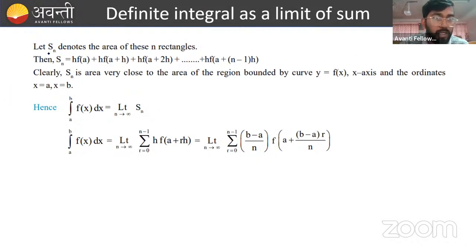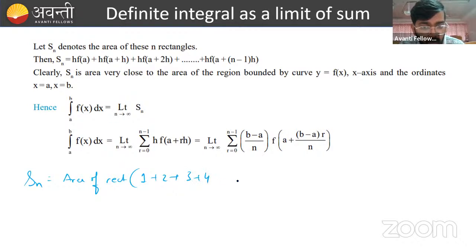Now let S of n denote the area of these n rectangles. So what we have to find first of all is the area. So S of n is the area of rectangle 1 plus 2 plus 3 plus 4, first rectangle, second rectangle, third rectangle, fourth rectangle, and so on up to the nth rectangle.